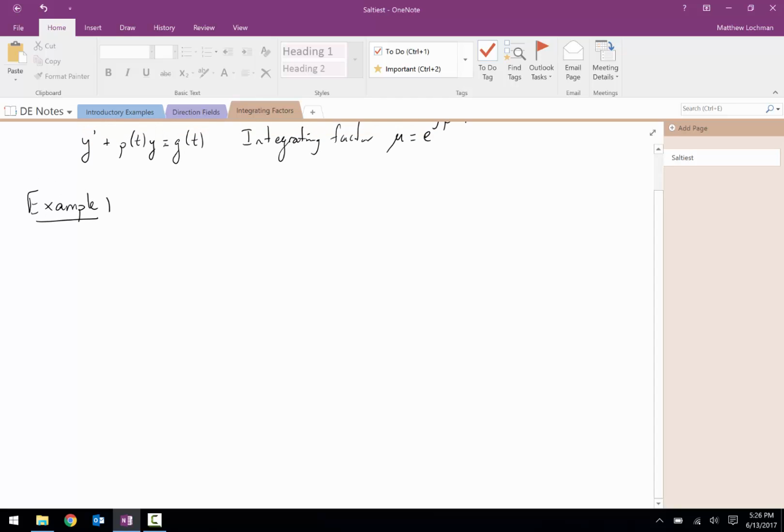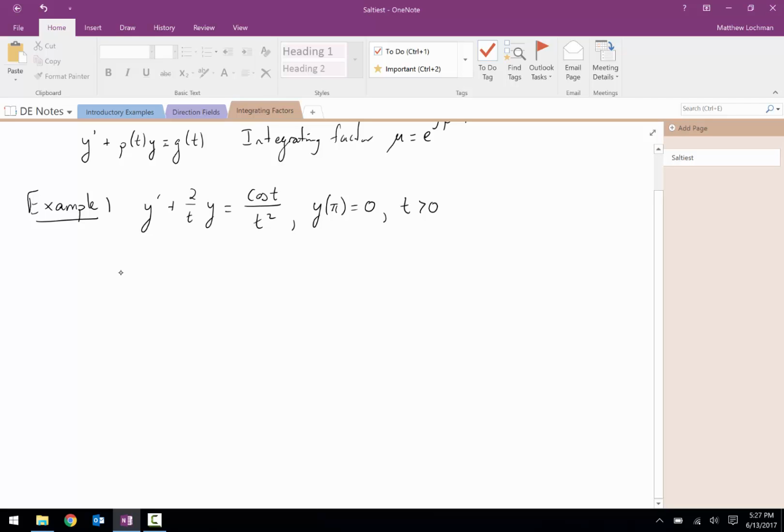The first example we'll do is to solve the differential equation y prime plus 2 over t times y is equal to cosine of t over t squared, with the initial condition y evaluated at pi is 0, and we are restricted to the interval t greater than 0. That's primarily so that we don't run into the discontinuity. Because the terms are undefined at t equals 0, you have to choose either t greater than 0 or t less than 0. Greater than 0 is the obvious choice.